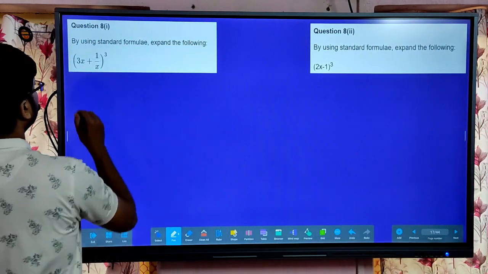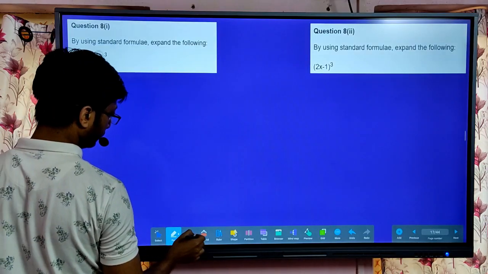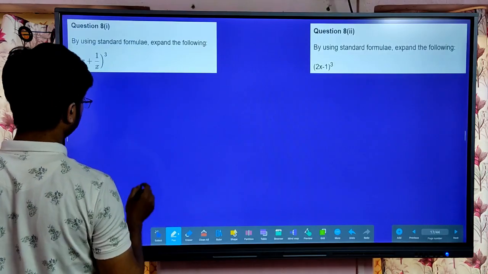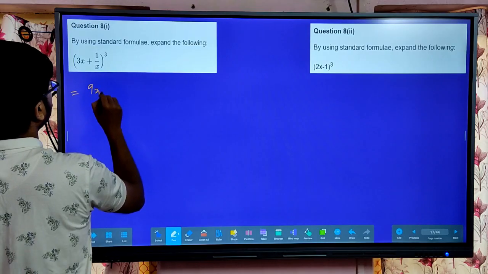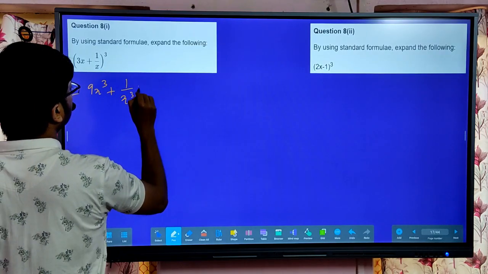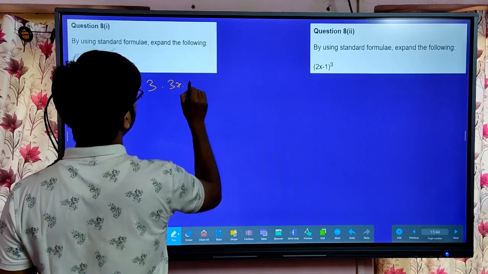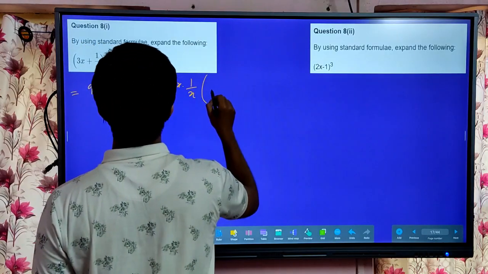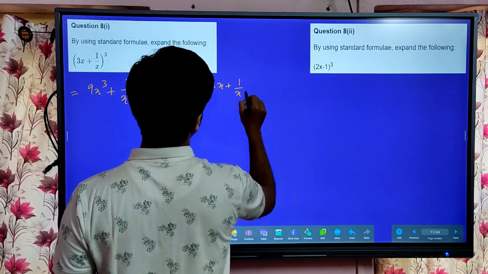Again a plus b whole cube. This will be 9x cube, a cube plus b cube, 1 by x cube, plus 3ab, 3 into 3x into 1 by x. So this is 3ab into a plus b, that is 3x plus 1 by x.